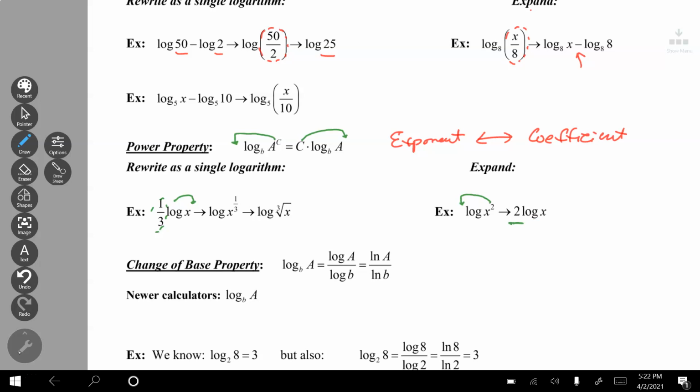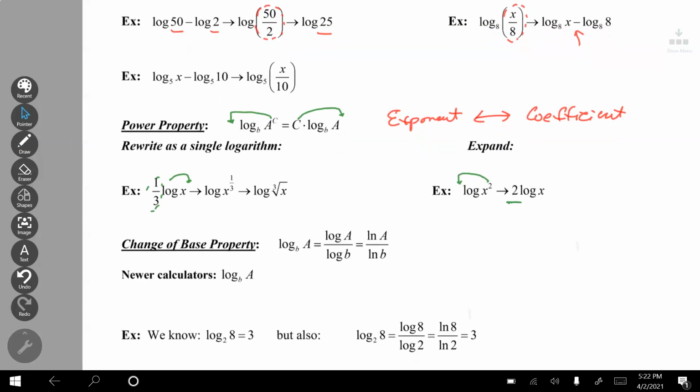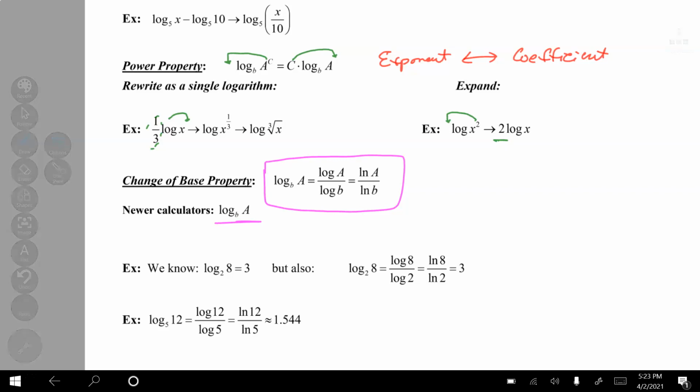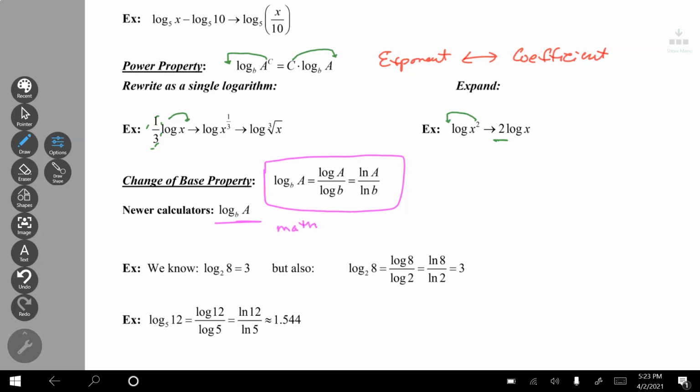And then the last property we're going to have is this change of base. I don't know how much we're going to use it today, but the idea is that the new calculators you could use any base. And I'll bring the calculator up in a minute, but the idea that I could have any base I want and I could still figure out what its value is. The newer calculator has this, and I talked about this earlier, underneath the math key. If we go to the letter A, it says log base, and we could type that in. I'll show you what I mean.